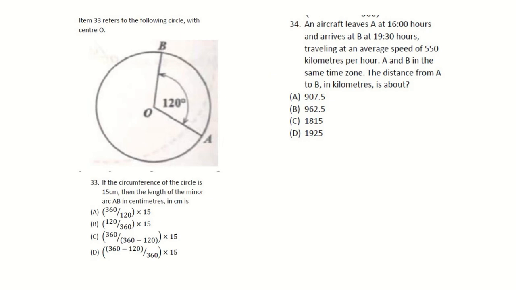This is our next question. They want to know, if the circumference of the circle is 15, then the length of the minor arc would be 120 over 360 times 15, which is B.